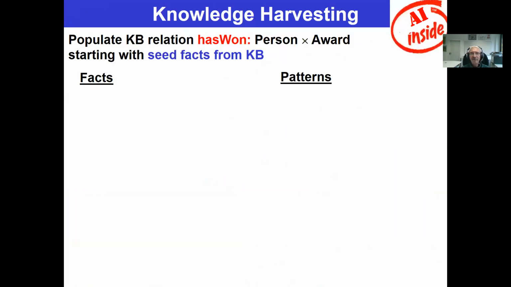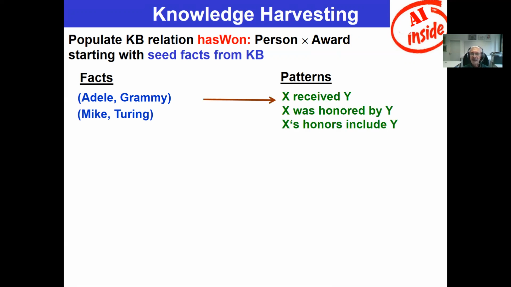So one is AI flavored. Suppose we need to populate the knowledge base relation has won. Which awards have people won? We start with seed facts from an initial knowledge base, the core knowledge base, and these seeds, maybe we get them from handcrafted, very conservative rules and patterns. So Adele won the Grammy Award, Mike won the Turing Award, and now we can search with these entity pairs in web contents, in large text corpora, and identify patterns that connect them. So we might get X received Y, X was honored by Y, and so forth.